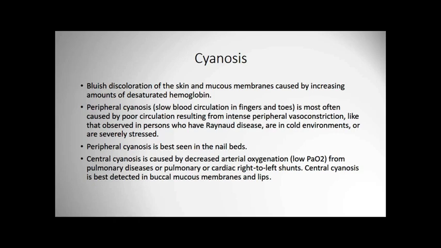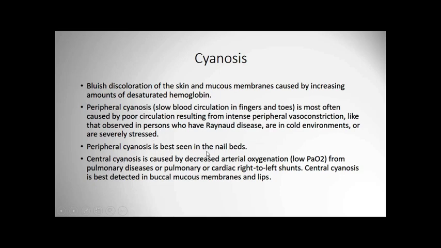Cyanosis can be peripheral or central. Peripheral is the one that we see only in the hands and feet, sometimes in the ears, when people are exposed to cold, for example, or when people have peripheral artery disease, obstruction of the arteries, right? Raynaud phenomenon, for example, simply because there is a slow blood circulation in the extremities, in the fingers and in the toes, circulatory problems, peripheral vasoconstriction, for example, in people who have Raynaud, cold, or severe stress. Normally, this is better seen in the nail beds.